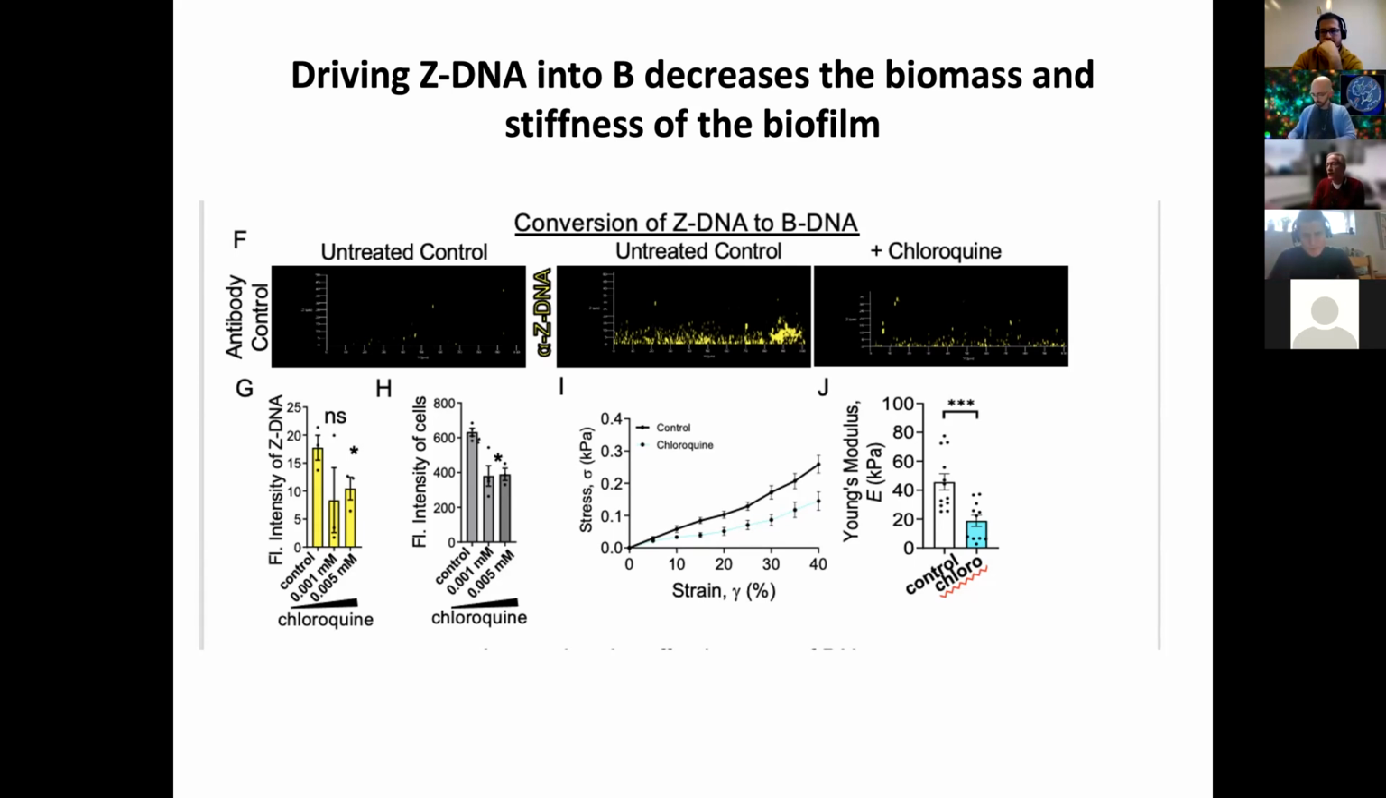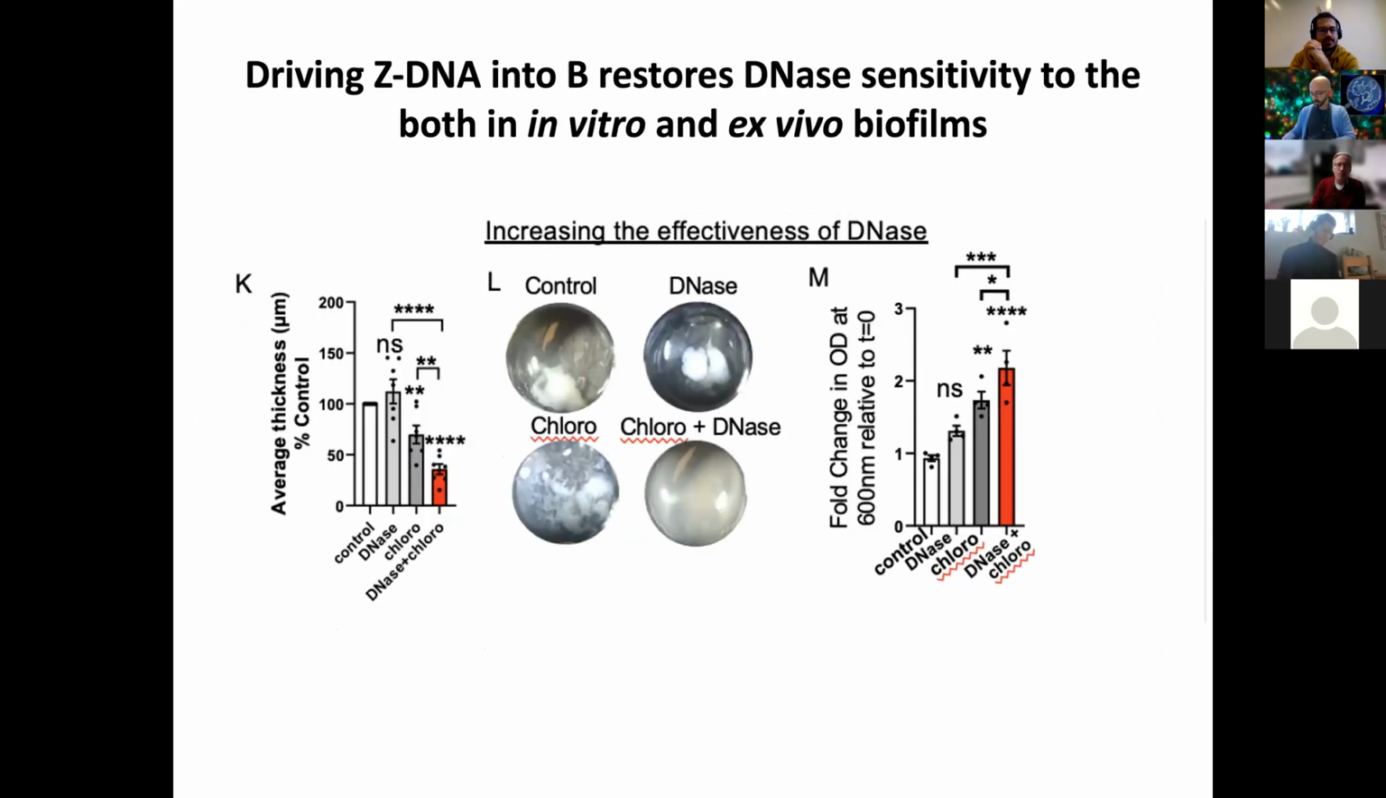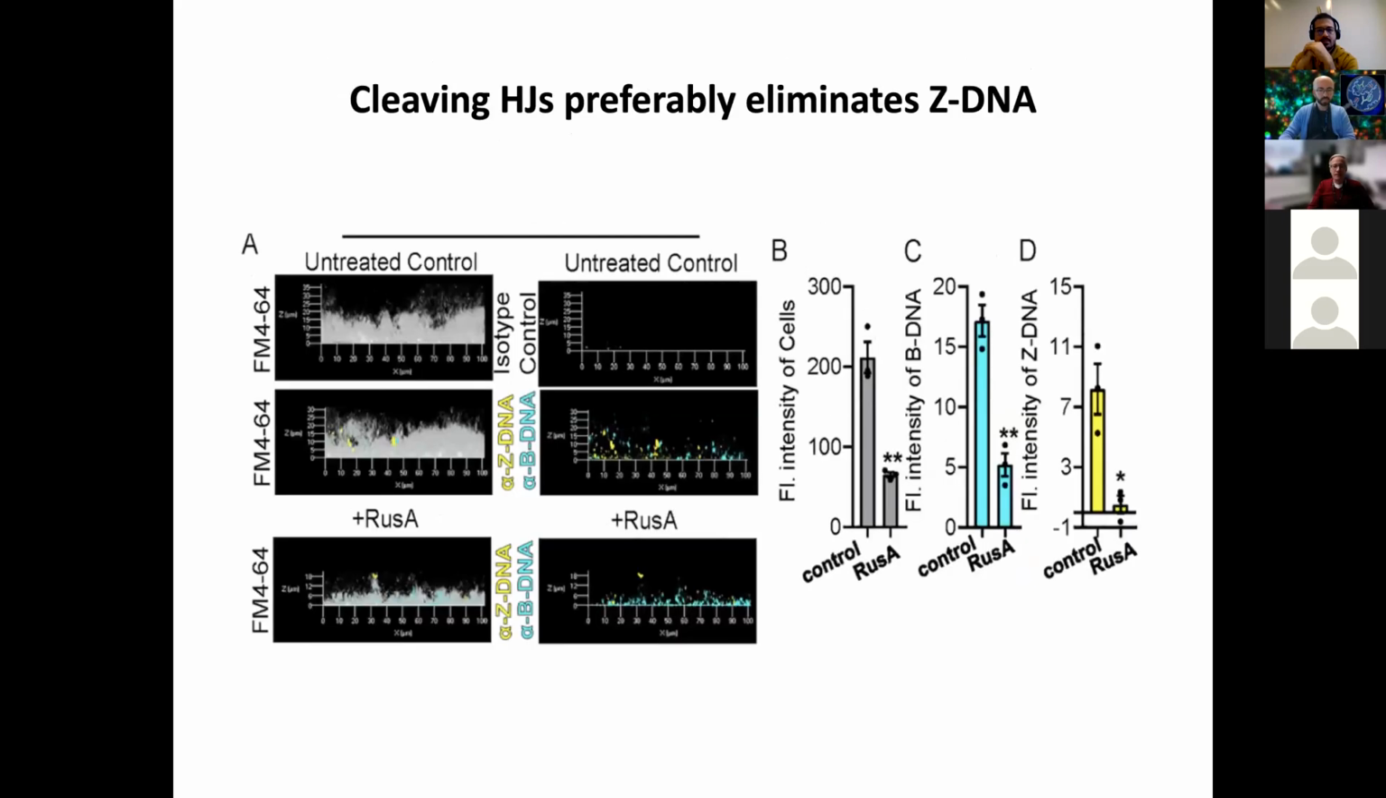So the question is, what is the chloroquine actually doing? You could argue it could be doing a lot of things. We're arguing it's driving the Z back into B DNA. To prove that, we showed that biofilms that normally would be recalcitrant to DNase become sensitive to DNase when we add chloroquine. Likewise, we have a sputum assay that shows that in the presence of chloroquine and DNase, we get full disruption of sputum, whereas DNase and chloroquine at lower concentrations fail to show a strong response. All this indicates is that by adding chloroquine, we are likely driving zDNA back into B, and as a consequence, making the biofilms less stiff.